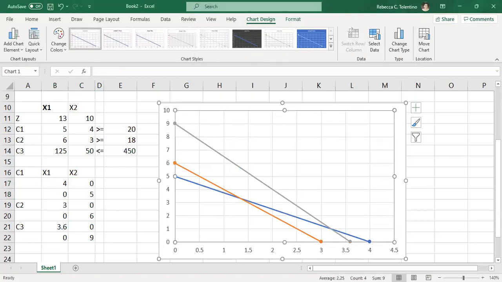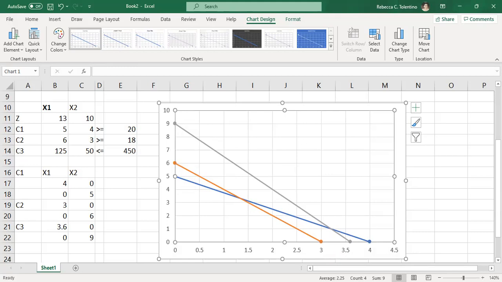Okay, so do we have the correct graphs? We have 4 and 5 for C1. Then we have 3 and 6 for C2. Then we have 3.6 and 9 for C3. So the next step is to identify where the shaded region should be.